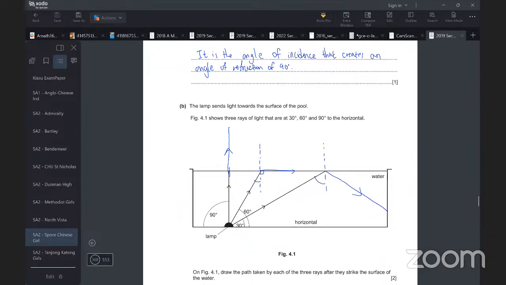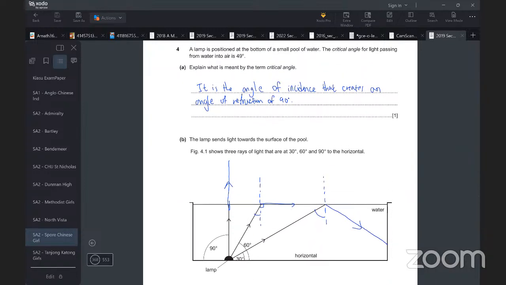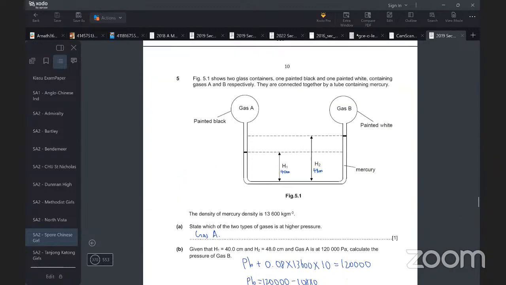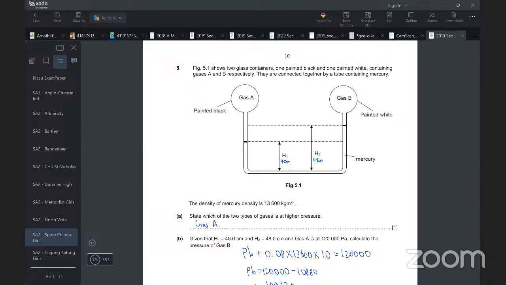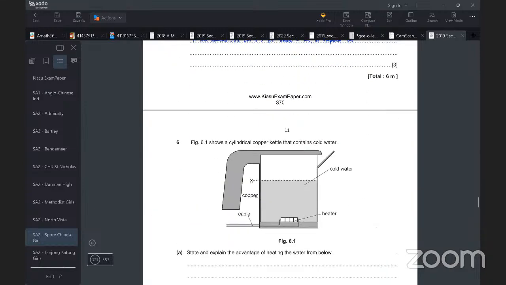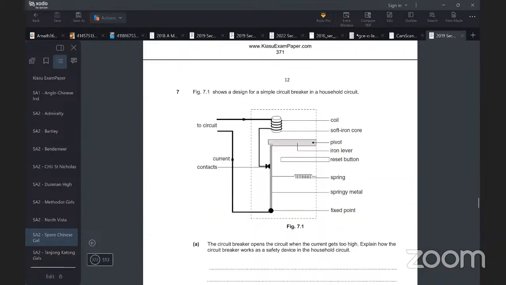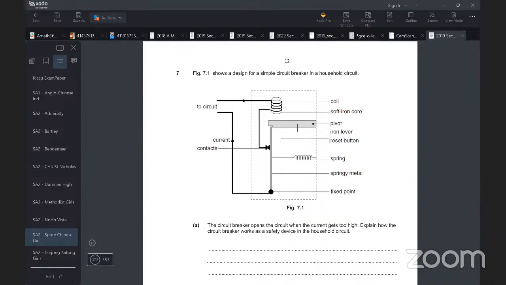Now you have your wave. This looks a lot like a critical angle and maybe total internal reflection. This looks like your pressure from Sec 3. This is thermal physics, so no surprises there at all. So one question. Finally, question 7. This is now electricity or magnetism or induction already. Definitely already. This is a circuit breaker. A circuit breaker is not taught in detail in O level.